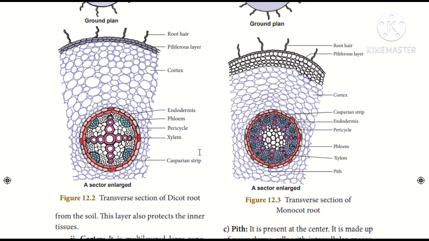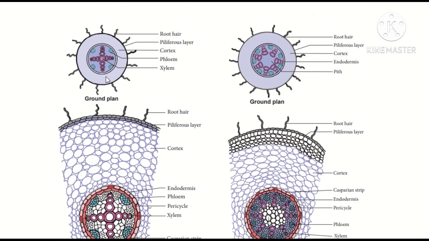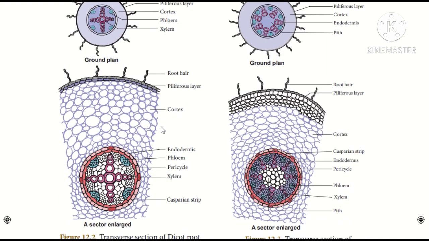Then you should know whether the bean is an example for dicot or for monocot. And two diagrams are very important. One will be the ground plan diagram, the other one will be the portion enlarged diagram or a sector enlarged diagram. Now we will enter into the transverse section of the dicot root, with bean given as an example. When you take a transverse section of a dicot root and observe it under the microscope, you can see the following structures.